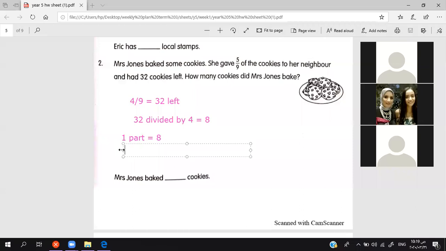Okay, can I know how many she gave to her neighbor now? She gave her neighbor 5 parts, 5 from the 9. So 5 times 8, because one part is 8. 5 times 8 is 40. So like that I know that she gave her neighbor 40 cookies and she had 32 cookies left. So what's the total of the cookies? 40 she gave to her neighbor and 32 left with her, so it is 72 cookies.